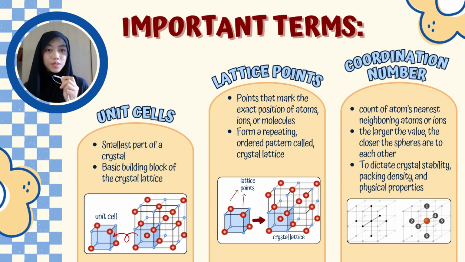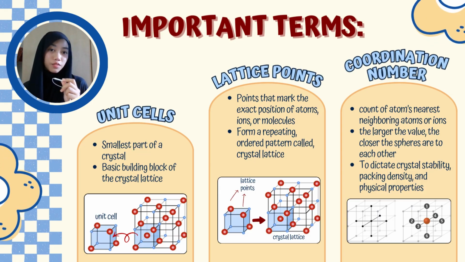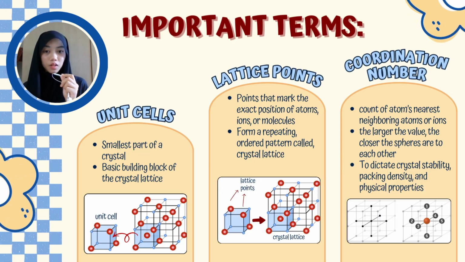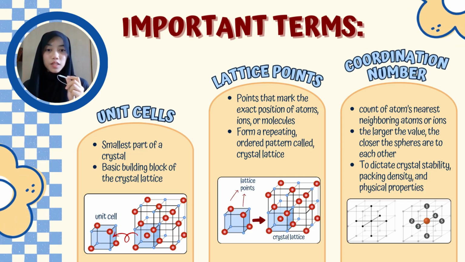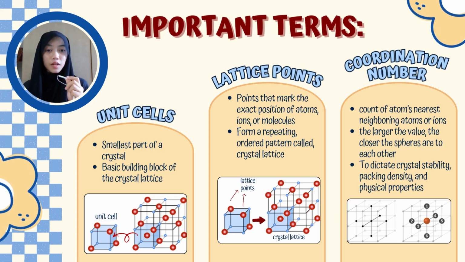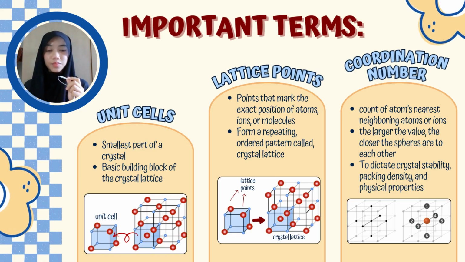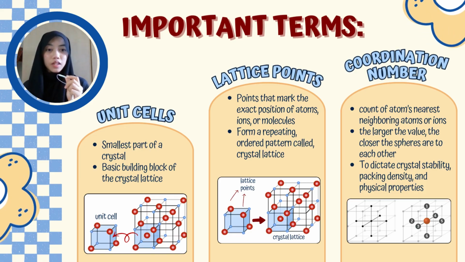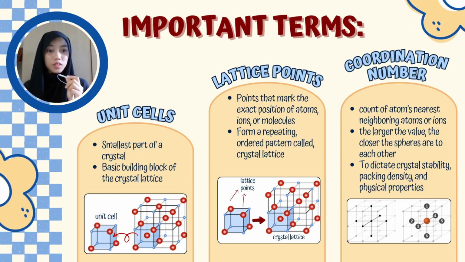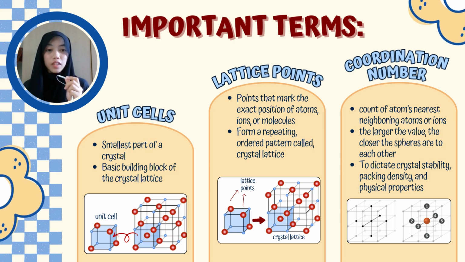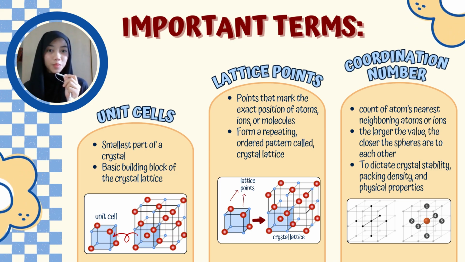Here are the important terms that you need to know regarding this topic. First is unit cell. It is the smallest part of a crystal, a basic building block of the crystal lattice. Second is the lattice points. This is a point that marks the exact position of atoms, ions, or molecules that form a repeating ordered pattern called crystal lattice. And lastly, the coordination number. It is the number of nearest neighboring atoms or ions. The larger the value, the closer the spheres are to each other. It indicates the crystal stability, packing density, and physical properties.